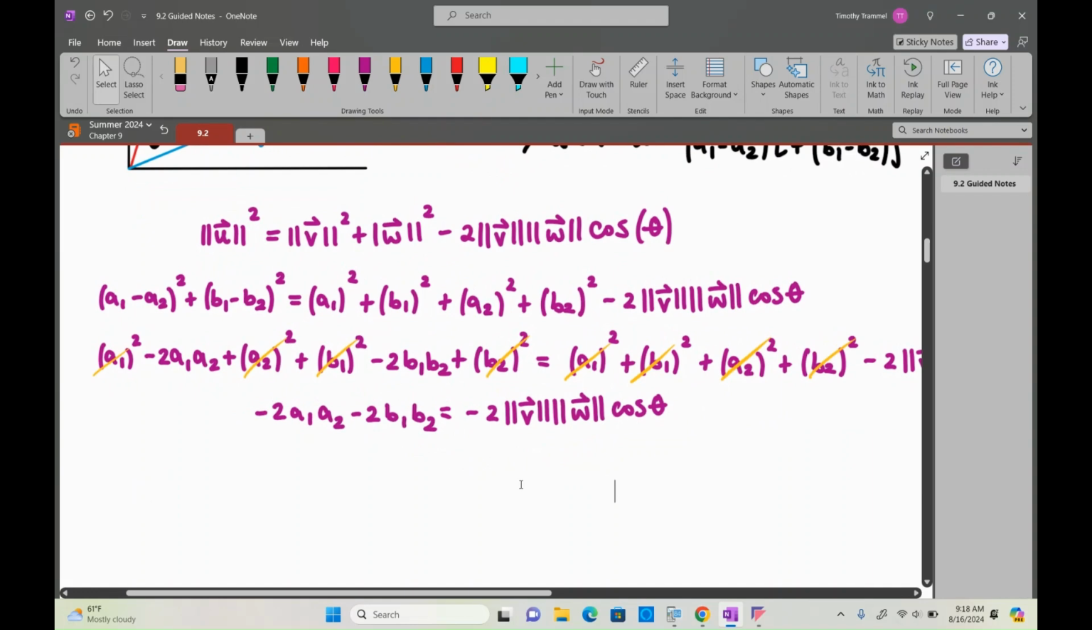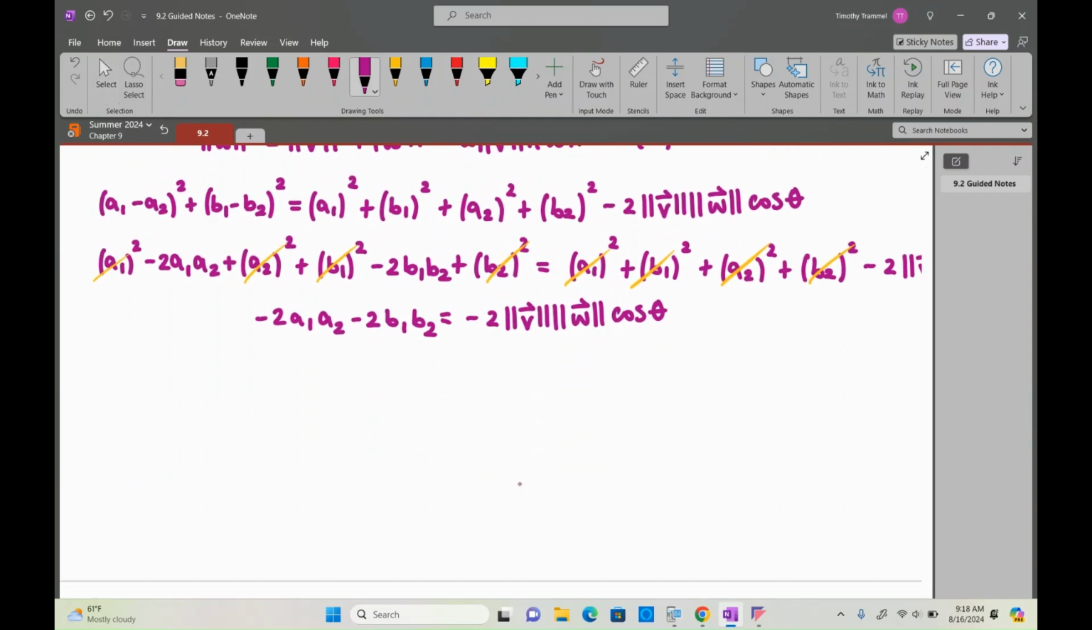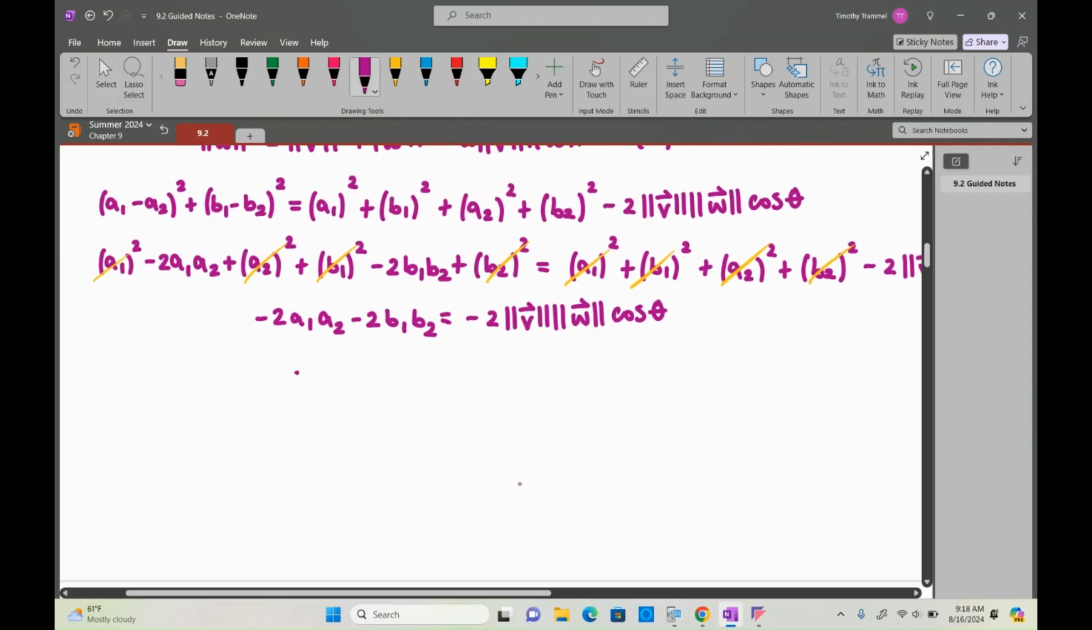So let's zoom back in. If we divide each side by -2 here, we're going to get a1 a2 plus b1 b2 is equal to the magnitude of v times the magnitude of w cosine theta. And this right here should look familiar. This is our formula for the dot product.